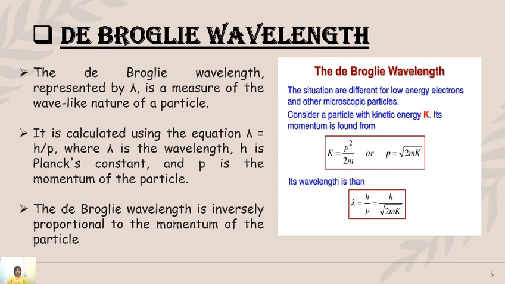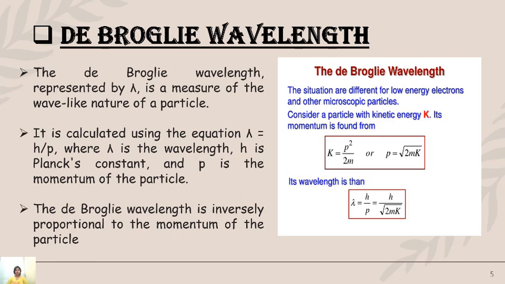De Broglie wavelength. The de Broglie wavelength, represented by lambda, is the measure of the wave-like nature of a particle. It is calculated using the equation lambda is equal to h divided by p, where lambda is the wavelength, h is Planck's constant, and p is the momentum of the particle. The de Broglie wavelength is inversely proportional to the momentum of the particle.